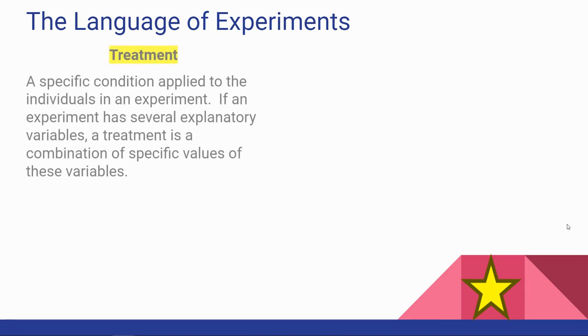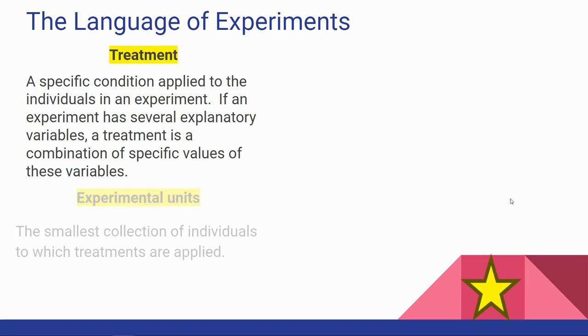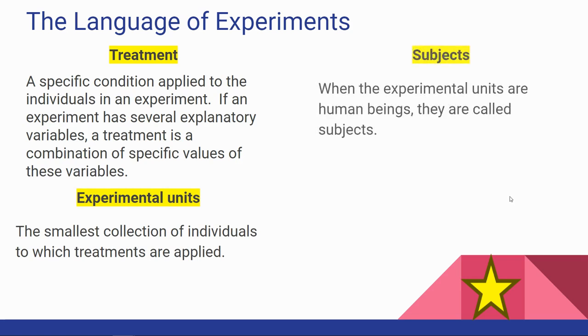So, the language of experiments. Words that we need to be very familiar with when it comes to experiments are, first of all, treatment: a specific condition applied to the individuals in the experiment. If an experiment has several explanatory variables, a treatment is a combination of the specific values of these variables. Experimental units are the smallest collection of individuals to which the treatments are applied.